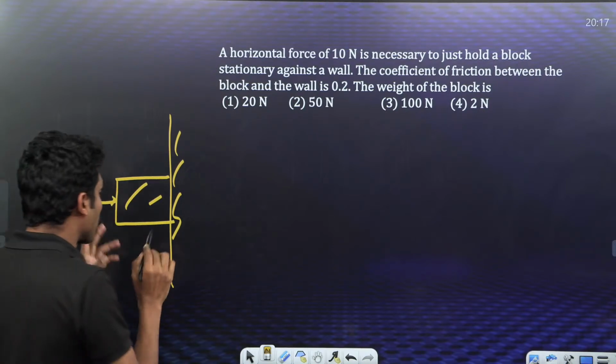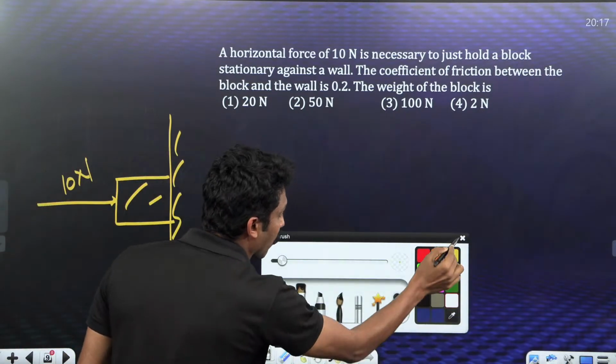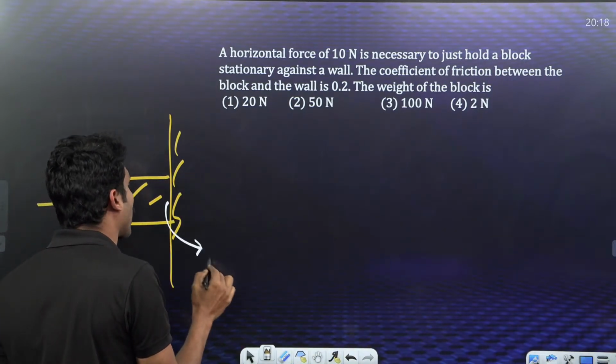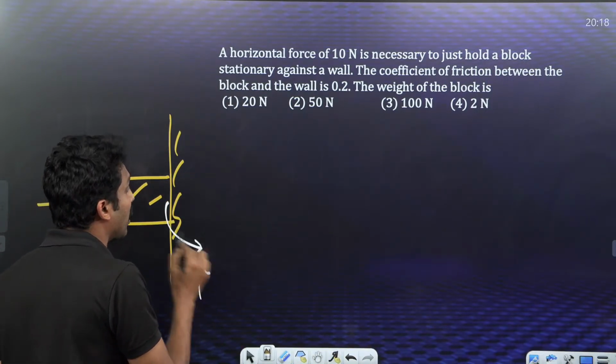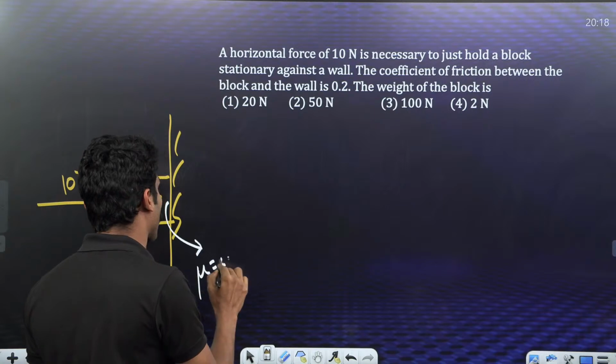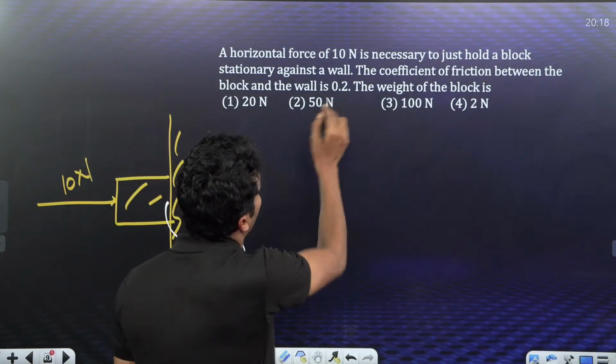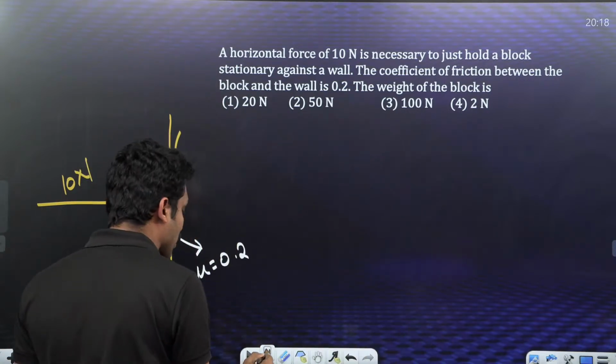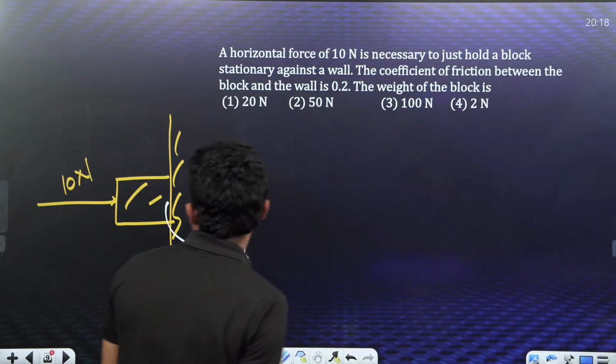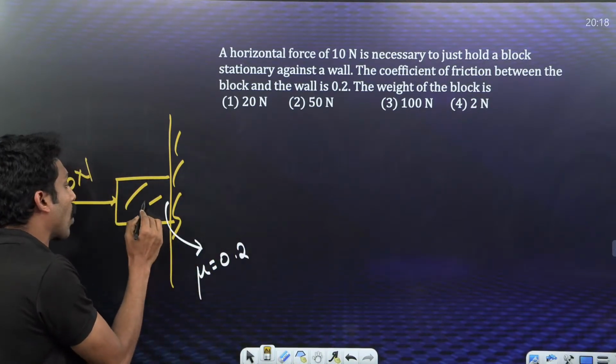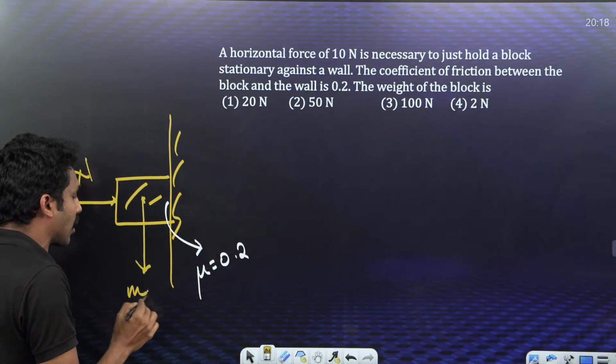Clear? It is possible only because friction should be there between the block and the wall. There is friction. It is given that mu is equal to 0.2 in the question. Here, what is the weight of the block? See, actually, what are the forces acting on the block? One is mg, the gravitational force acting downward.